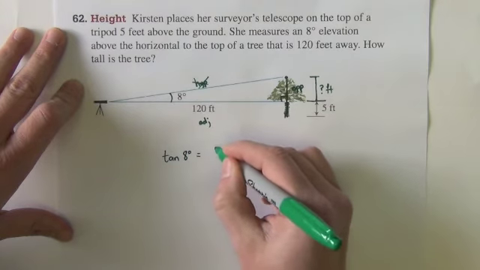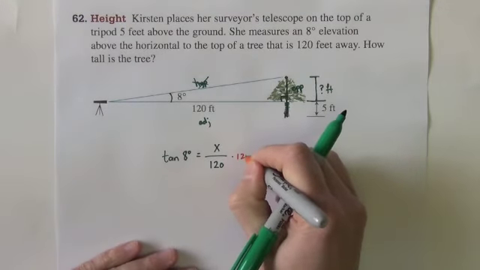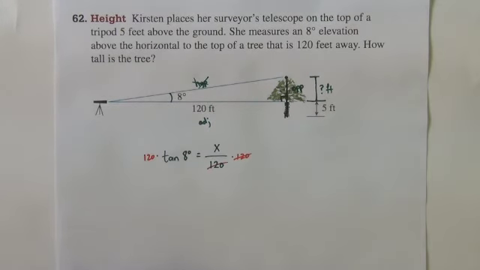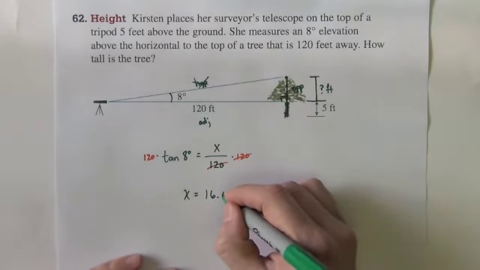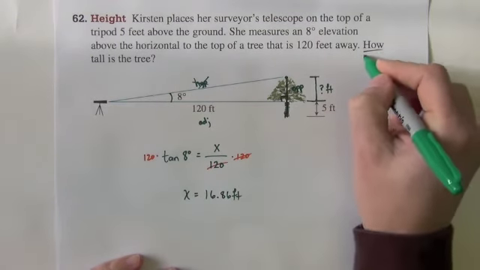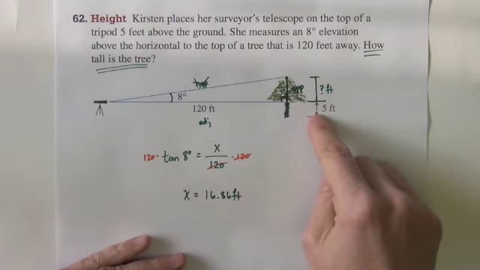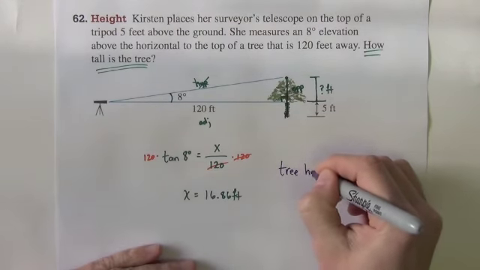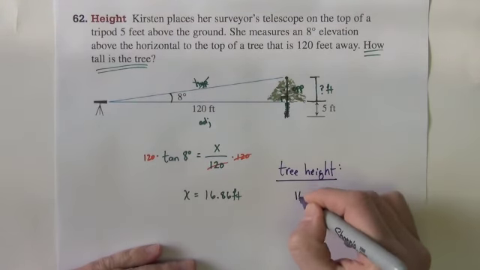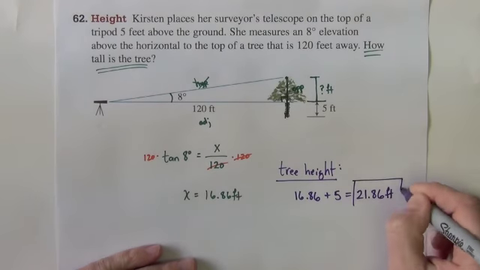Tangent of 8 degrees equals opposite, I don't know, over adjacent, 120. To solve this, we'll multiply both sides by 120. And so we get x equals, and calculator work here, 16.86 feet. Now, that's not the answer to how tall is the tree. That's how tall the tree is minus the 5 feet here. That was the height of the surveyor's telescope. So we need to find the height of the tree. We need to take our 16.86 that we found and we need to add 5 to it. So it is 21.86 feet, and done.